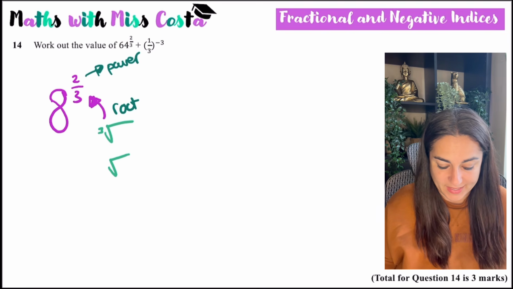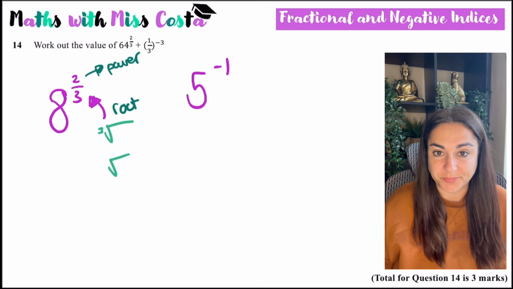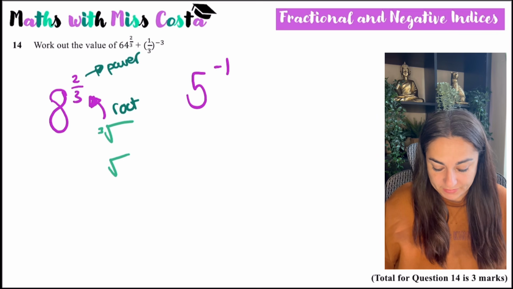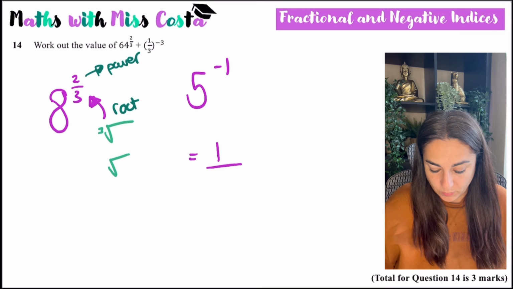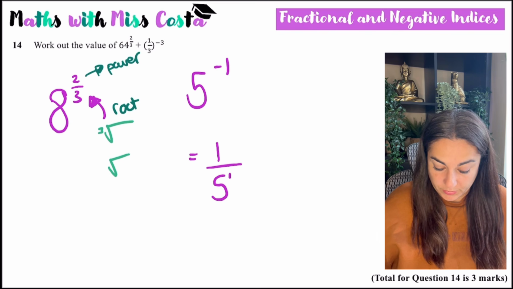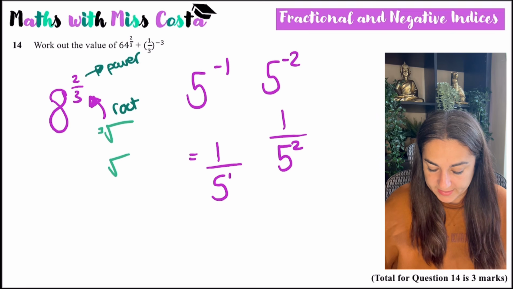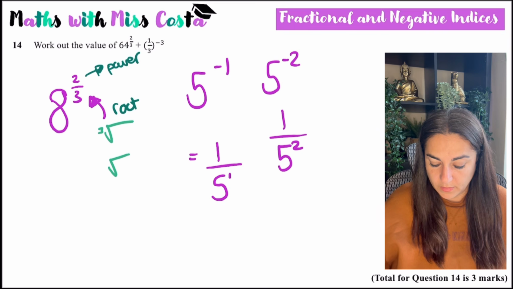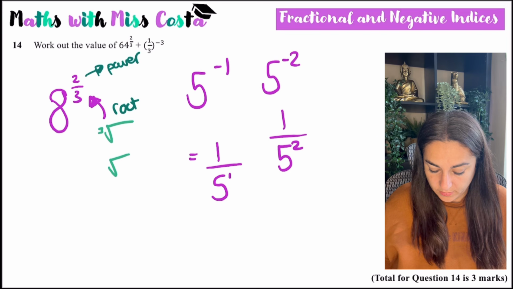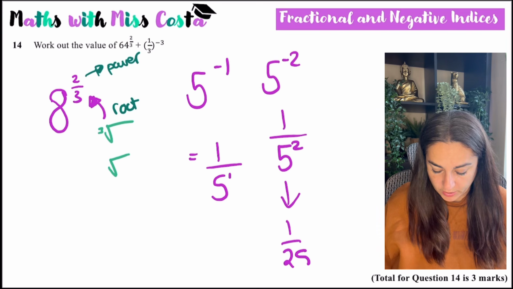Now for the second bit is that when you've got negative indices, so let's say you've got something like this. A negative index means you want the reciprocal. So 5 to the power of minus 1 is going to be 1 over 5 to the power of 1, which is the reciprocal. If you had 5 to the power of minus 2, it would be 1 over 5 squared. So you're taking the reciprocal of what it is. So 1 over 5 squared, you could then turn that into 1 over 25.